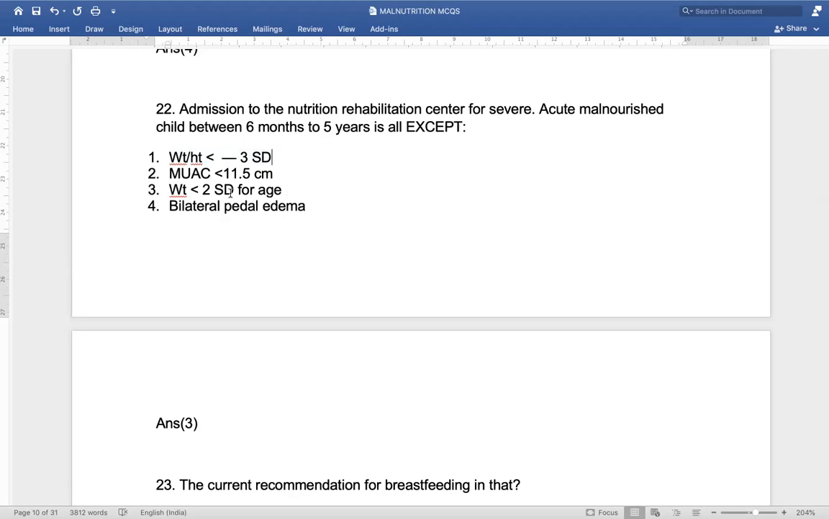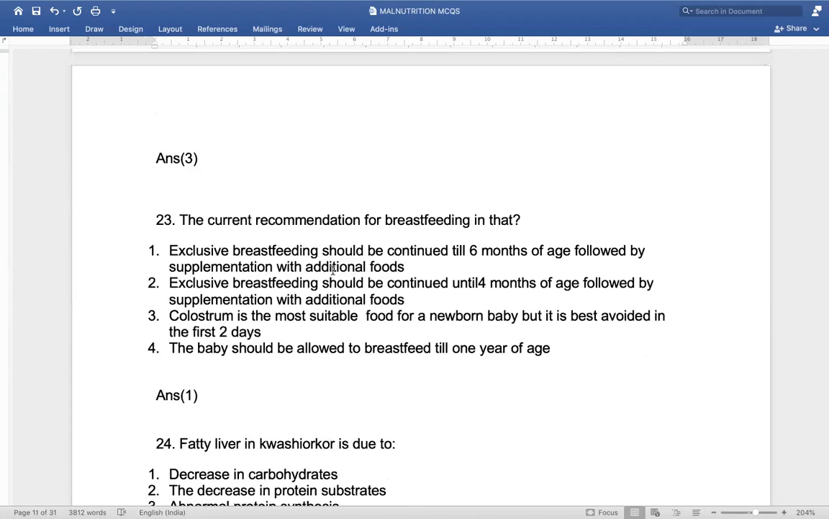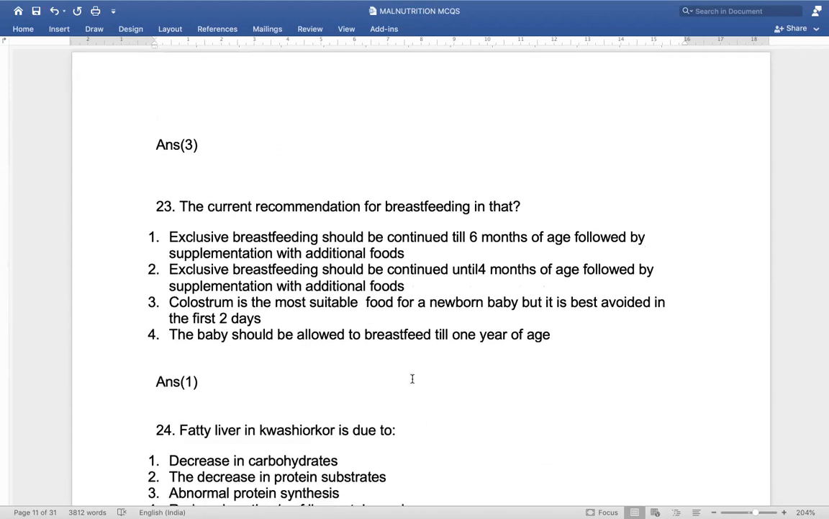Weight less than 2 standard deviation for age, it is not in the part of definition and does not signify severe acute malnutrition also. And bilateral pedal edema is a part of definition. So basically they are expecting you to know what is the definition of severe acute malnutrition. So this is the wrong answer, weight less than 2 standard deviation.